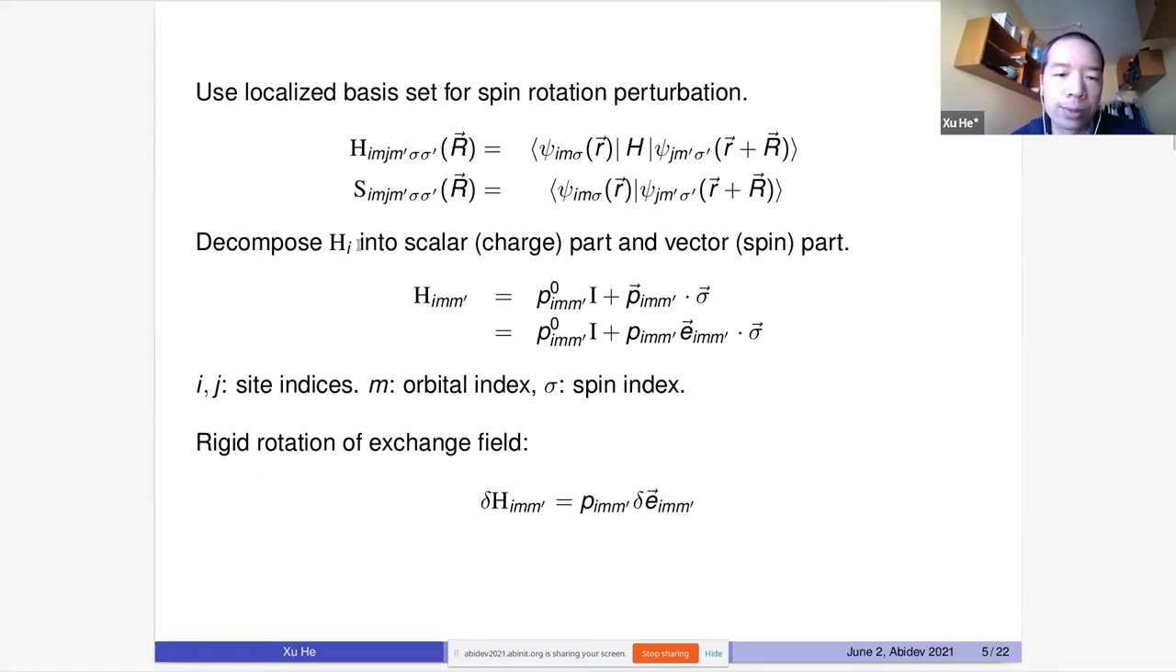Then we could decompose the local part of the Hamiltonian into a scalar part, which is the charge part, and a vector part, which is the spin. The scalar part we write as P0, and the vector part has an amplitude we call P, and a direction unit vector we call E. Then if we rotate the spin, or rotate the exchange field, and it is a rigid rotation, we only change the direction. So it's a variation of the unit vector E.